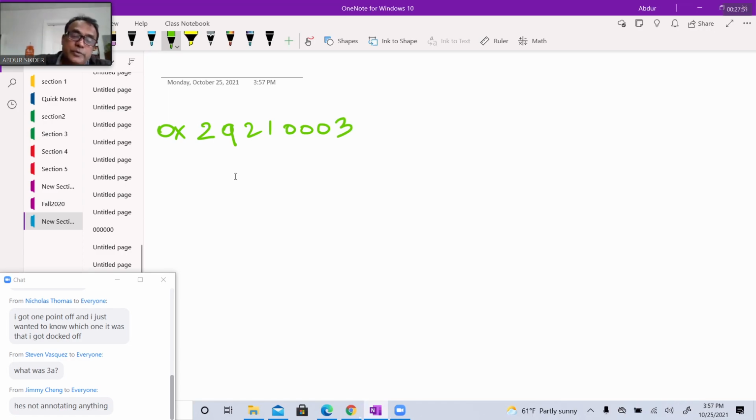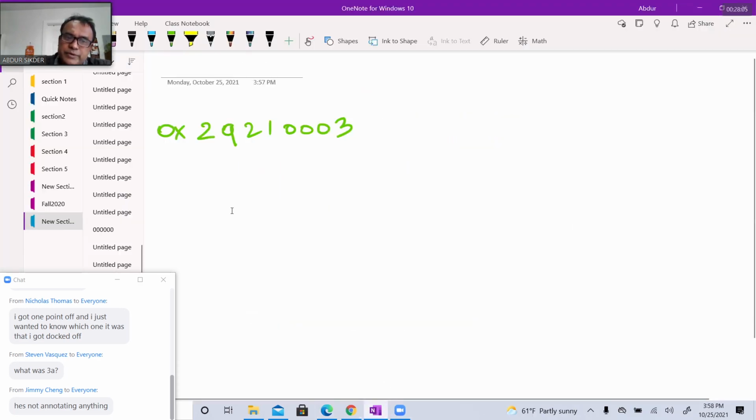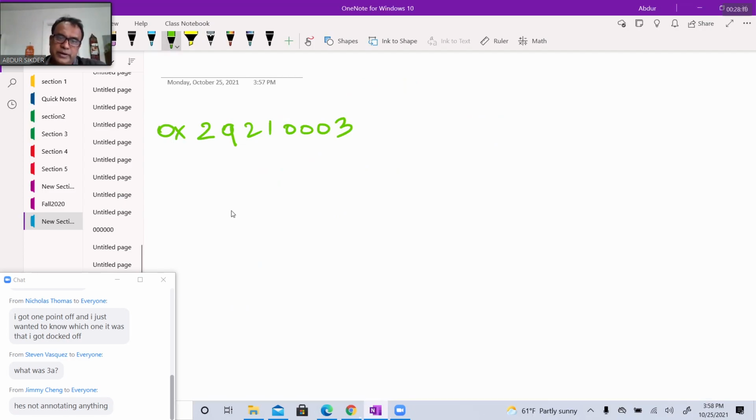Now your job is to convert it to a MIPS instruction. Since it's given in hexadecimal, our first step is to convert it to binary. Let's say we have 32 bits. So 3, we use 4 bits. So 3 is this, and then 0, 0, 0, 0, another 0, 0, 0, 0.